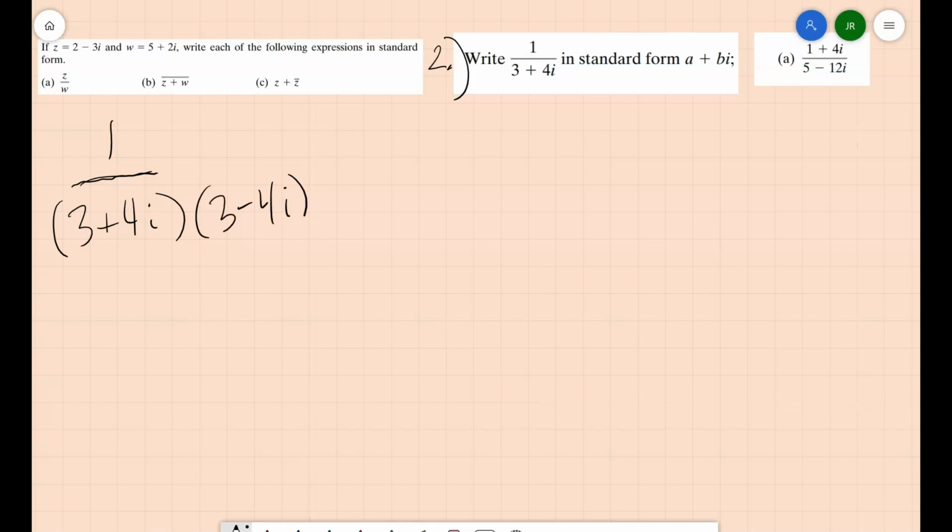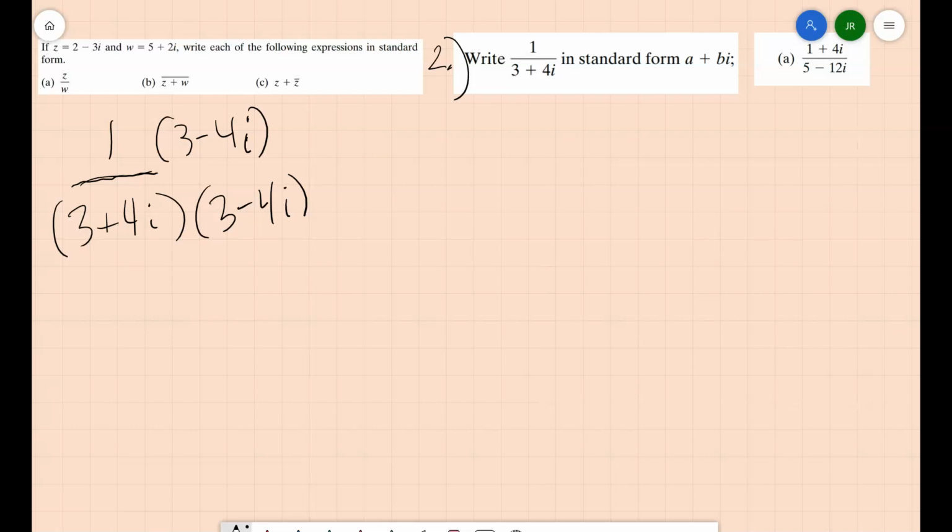But whatever I do on the bottom, as long as I do it on top, then I'm good. I haven't done anything mathematically illegal. I haven't changed the value of that expression, because multiplying by the same thing on top and bottom is effectively the same thing as multiplying by something over itself, which is the same thing as multiplying by 1. All right, so it doesn't change the value.